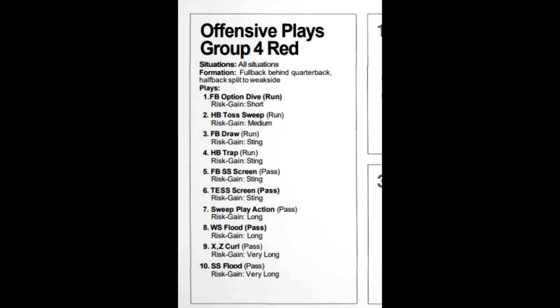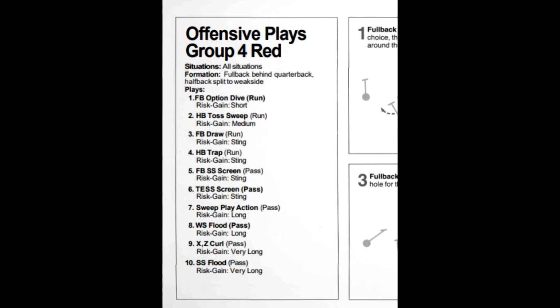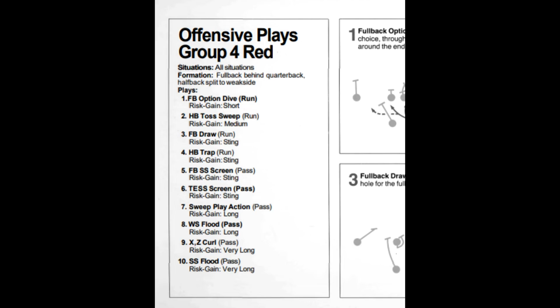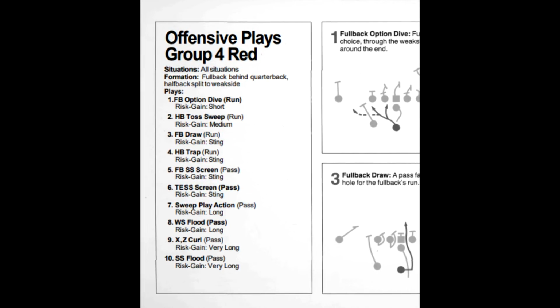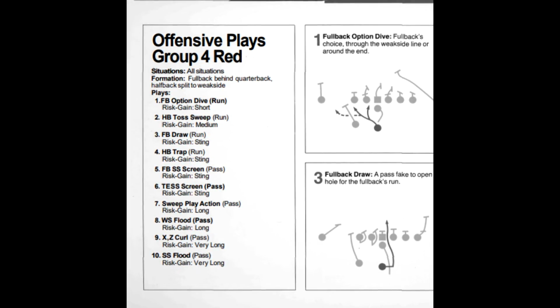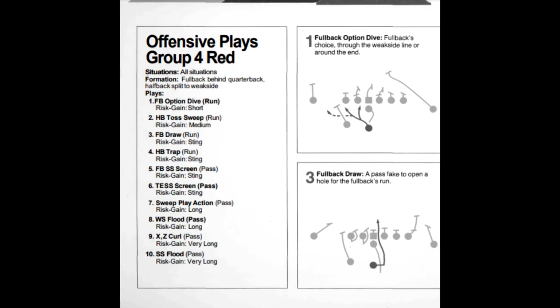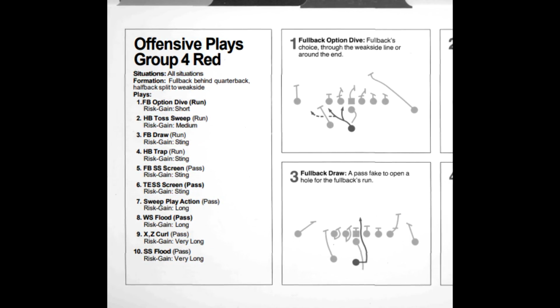Then we have group 4, that's red. And for this one, you have the fullback directly behind the quarterback, and then the halfback split out, and he's on the weak side, they say. What that means is that's the side without the tight end. There are 2 wide receivers and a tight end in this one as well.